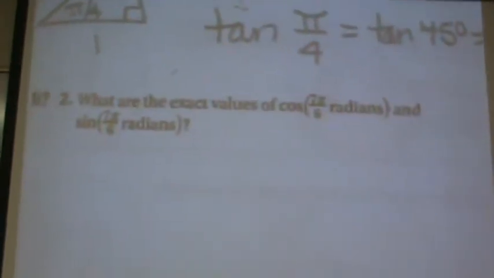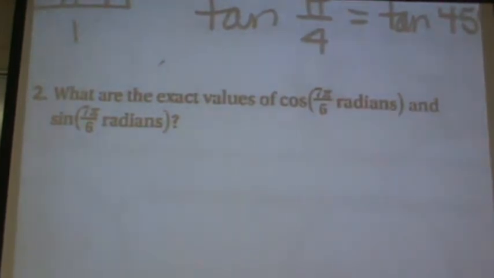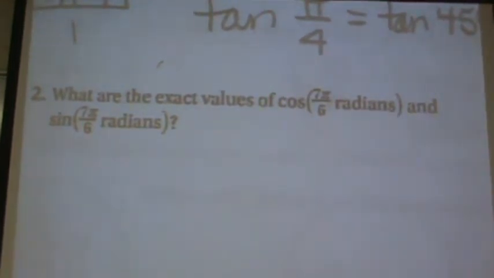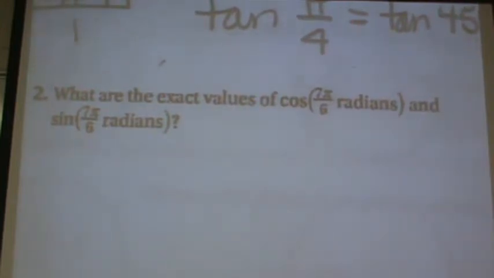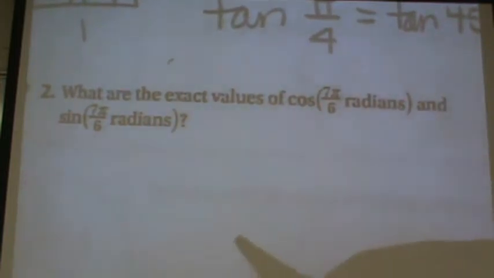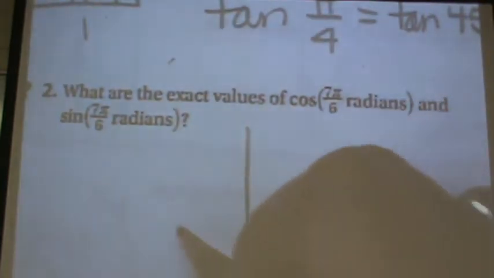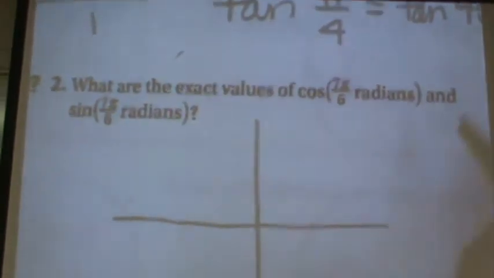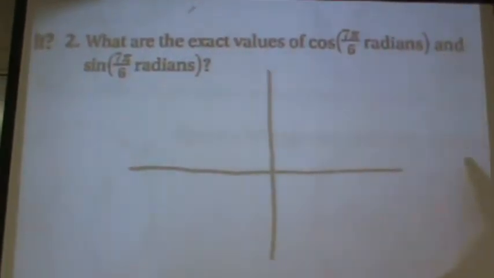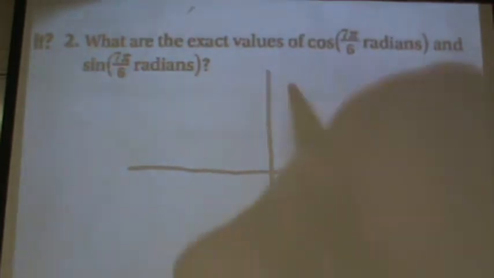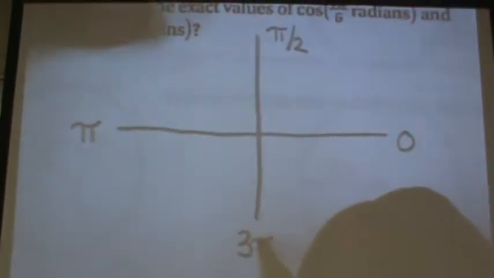Okay, now, guess what we have to do? The sine of 7 pi over 6. That's 210 degrees, because it's on the chart. 7 pi over 6 is 210 degrees. It's in the third quadrant. Watch this. 0, pi over 2, pi, 3 pi over 2.